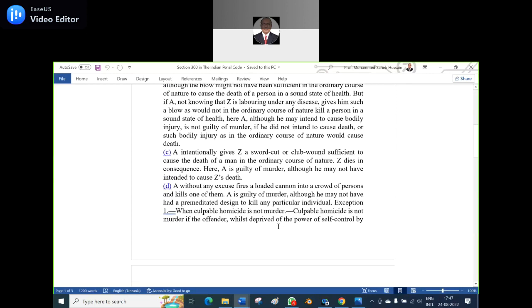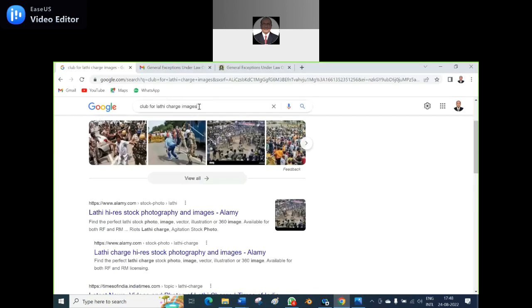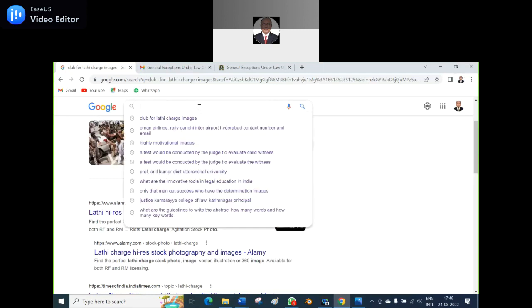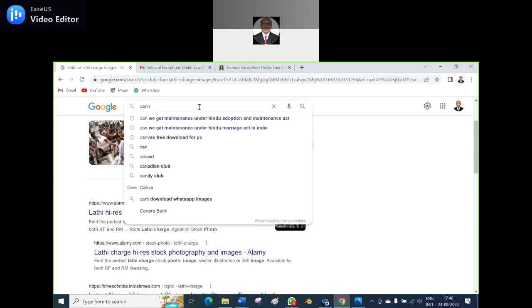Good. So D, without any excuse, fires a loaded cannon into a crowd of persons and kills one of them. And I'm sure that you know what is a cannon. Say yes or no. Gun. Yes. Can be a gun. Cannon means... Tupaki is different. Topu. Have you heard topu? Yes. I will show you a cannon. Cannon image. If you go to the old fort, you can see the cannons there.